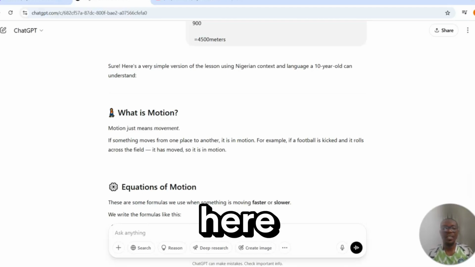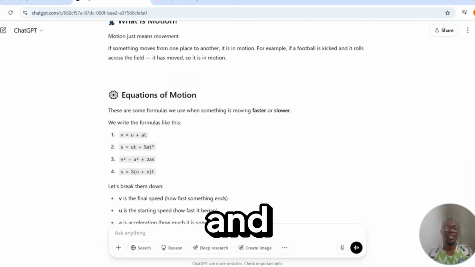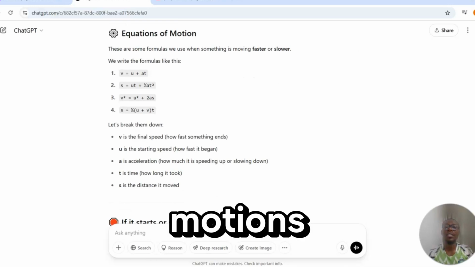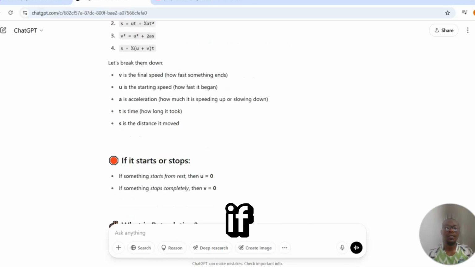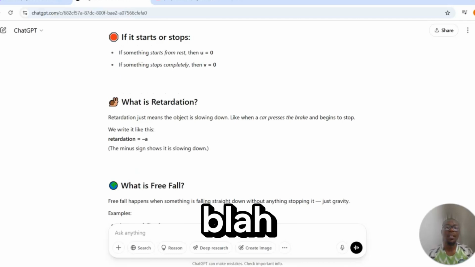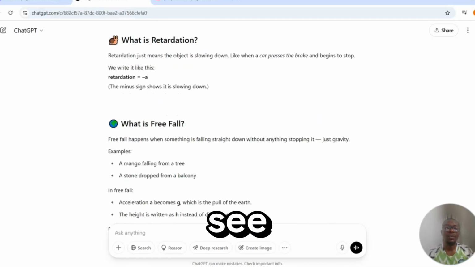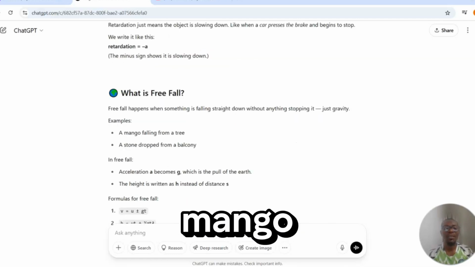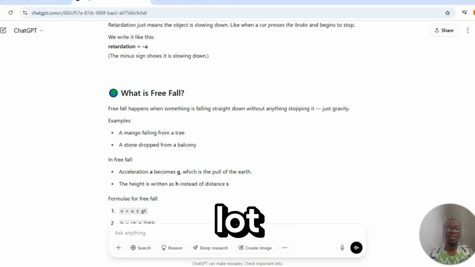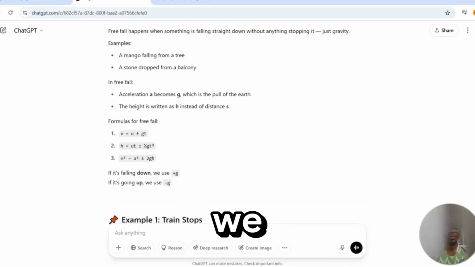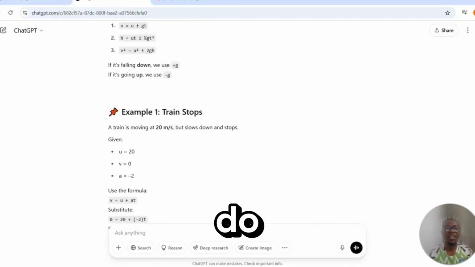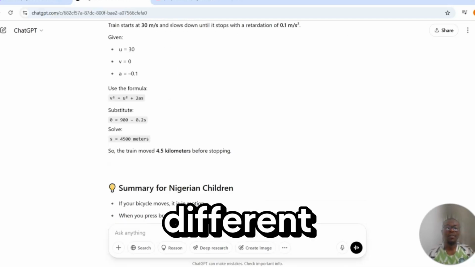So we come down here and it explains the equations of motion. If it starts or stops, and so on. I wanted to see where it will go. Okay, still using mango. ChatGPT likes mango a lot, but then we love mangoes. I do. So these are the different things.